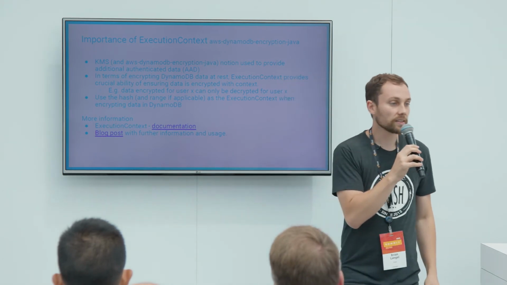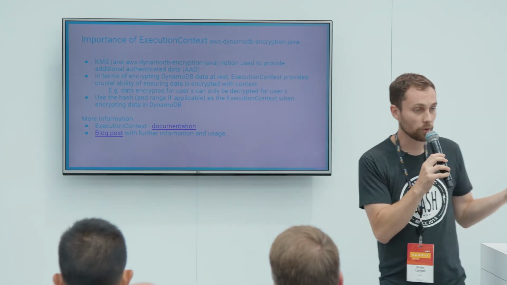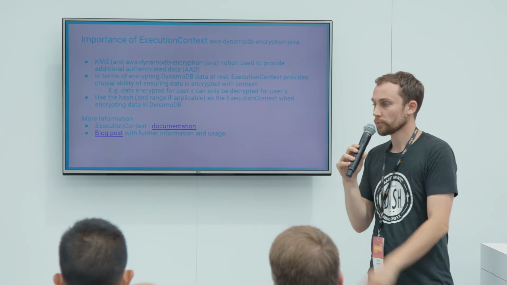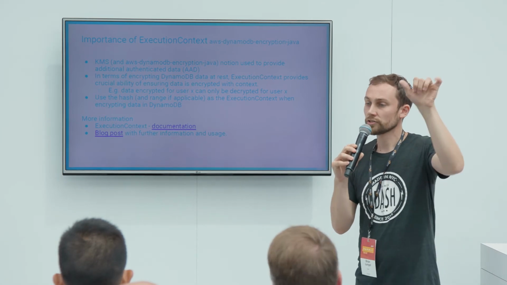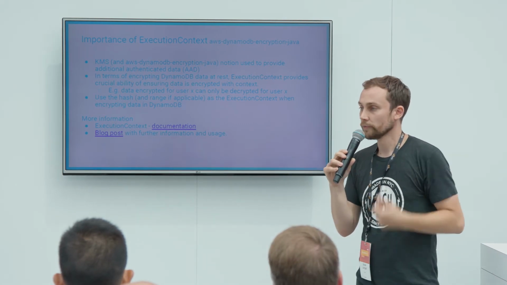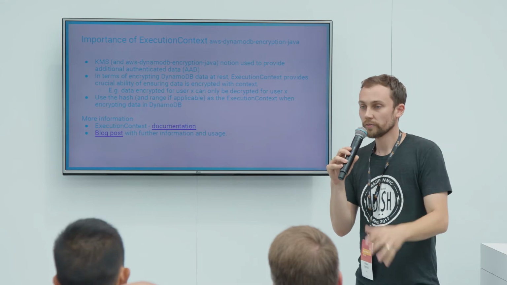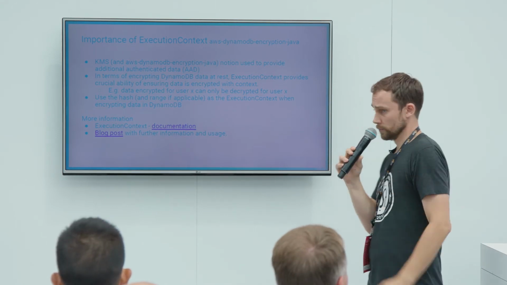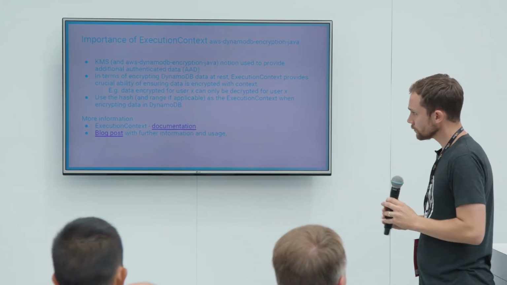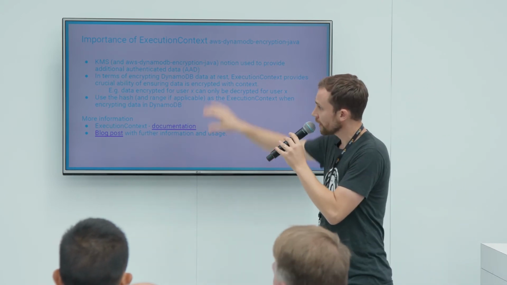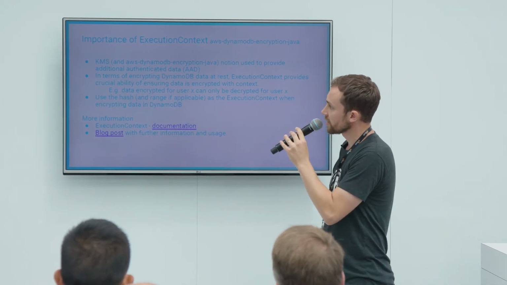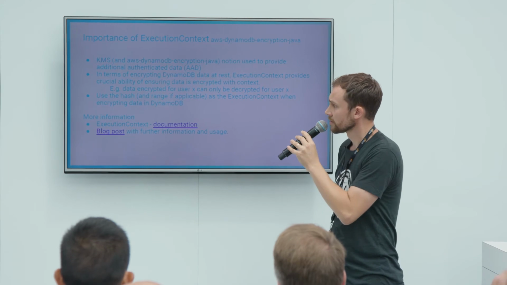So this would disallow anyone, including an employee or someone with privileged access to your database, from simply copying data around and then viewing it in a normal context, like via the app that you give access to. And how you do that, again, is with KMS, using this execution context.